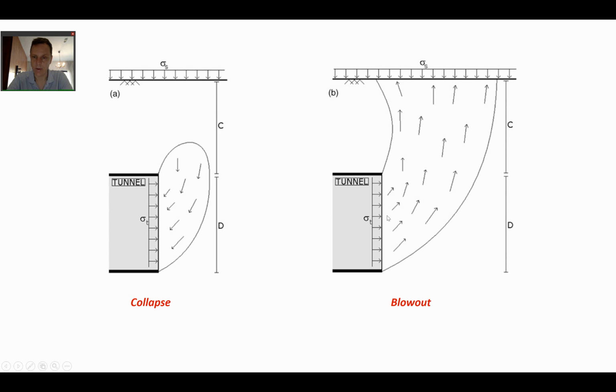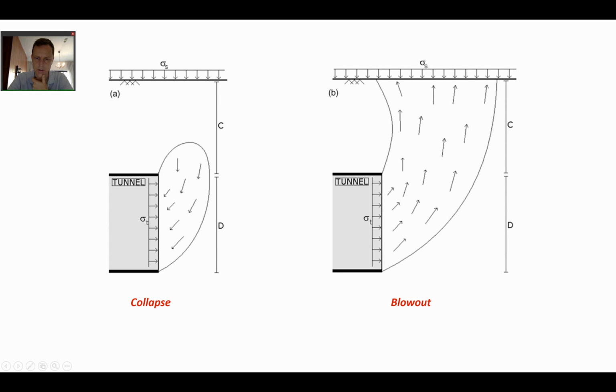you have an instability which finds its way all the way to the ground surface, which is of course not really a good situation at all. So there's a range of pressures between what is known as the collapse pressure, the minimum pressure necessary to keep the tunnel face stable, and then the blowout pressure, which will imply a full blowout of the tunnel face up to the ground surface.